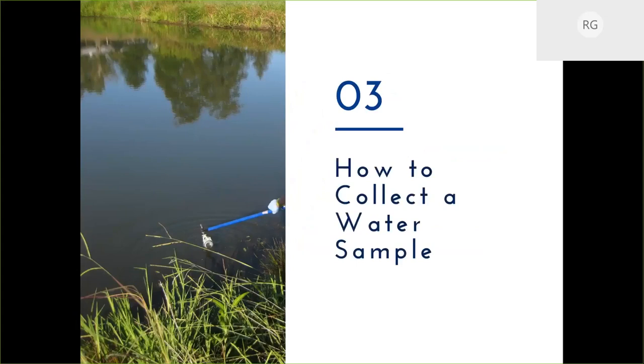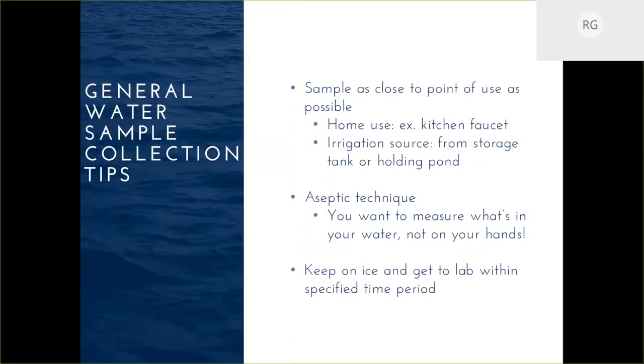So now we've talked about why you should test and what you should test, and now I'm going to talk about how you actually collect a water sample. So there are some general tips around water sample collection. When we collect water samples, we want to collect a sample that represents what we're actually coming into contact with, or for agricultural water, what our crops are coming into contact with. For this reason, you want to sample as close to the point of use as possible.